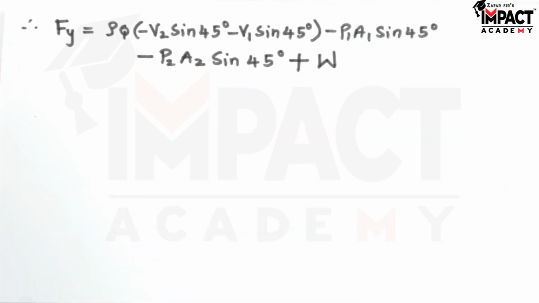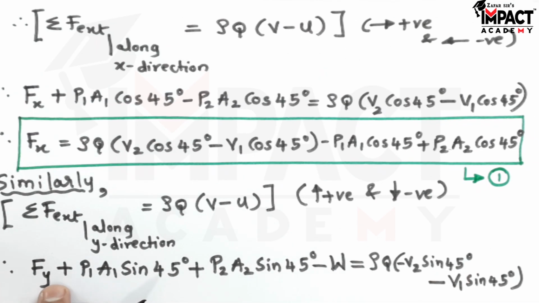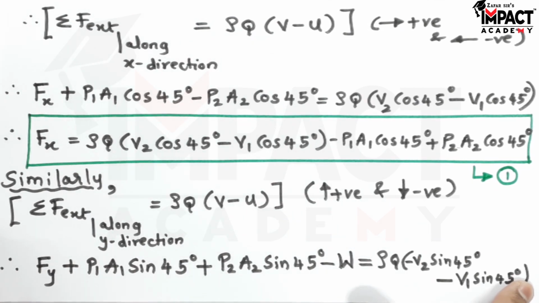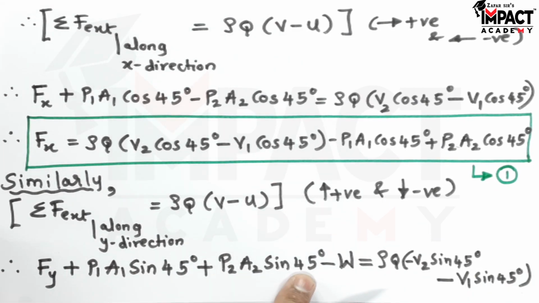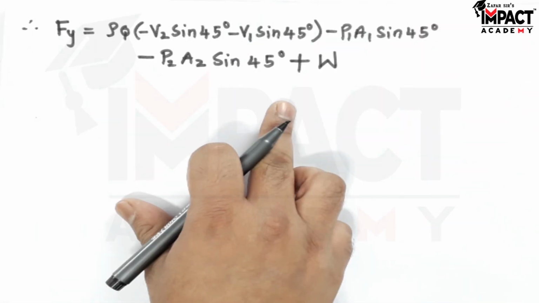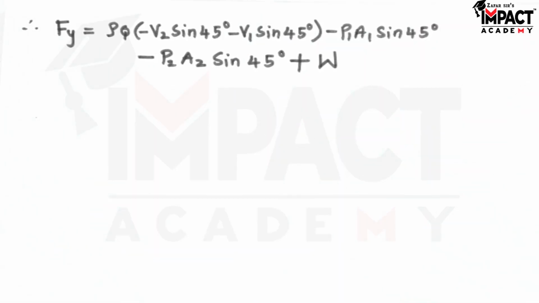So here I have shifted all the terms onto the right hand side because Fy is what we have to calculate here. So P1A1 sine 45 when it goes onto the right hand side becomes negative. Similarly P2A2 sine 45 and W which is negative would become positive onto the right hand side. So here is equation second.